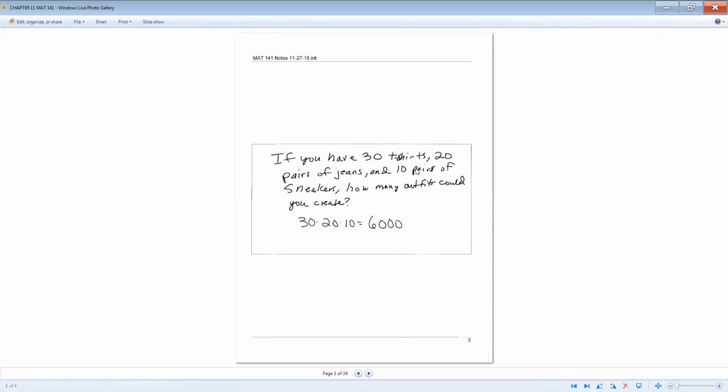If you have 30 t-shirts, 2 pairs of jeans, and 10 pairs of sneakers, how many outfits could you create? So we're assuming that you're only going to put on one t-shirt, one pair of jeans, and one pair of sneakers at a time. So if that's the case, 30 times 20 times 10 is 6,000 different outfits that could be created. So next time you think that you don't have anything to wear, it's probably not true.